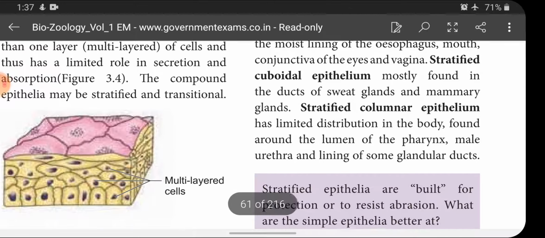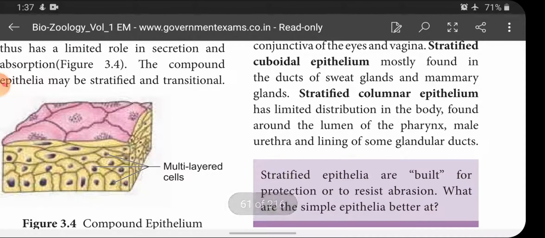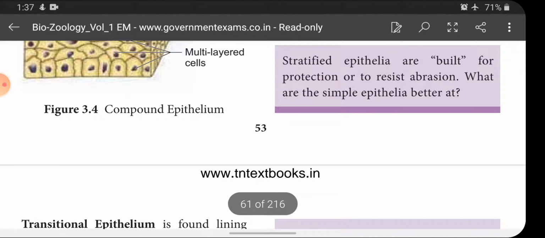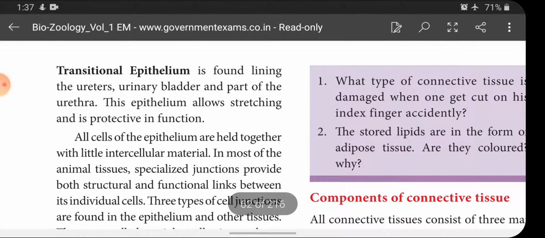Stratified columnar epithelium has limited distribution in the body, found around the lumen of the pharynx, male urethra, and lining of some glandular ducts. Transitional epithelium, another type of compound epithelium, is found in the lining of the uterus, urinary bladder, and part of the urethra. This epithelium allows stretching and is protective in function.